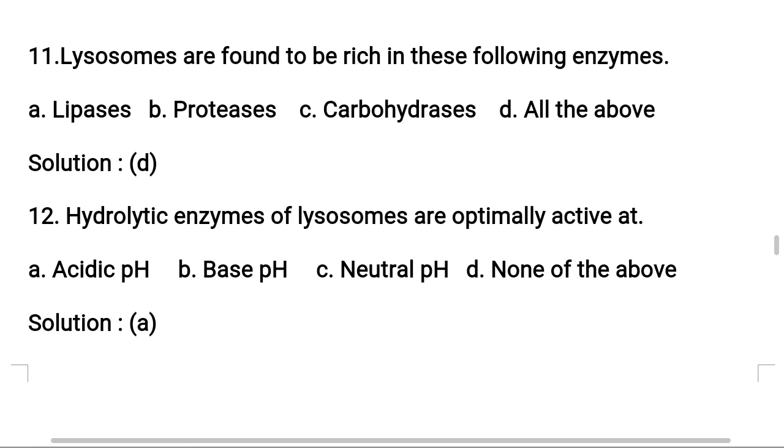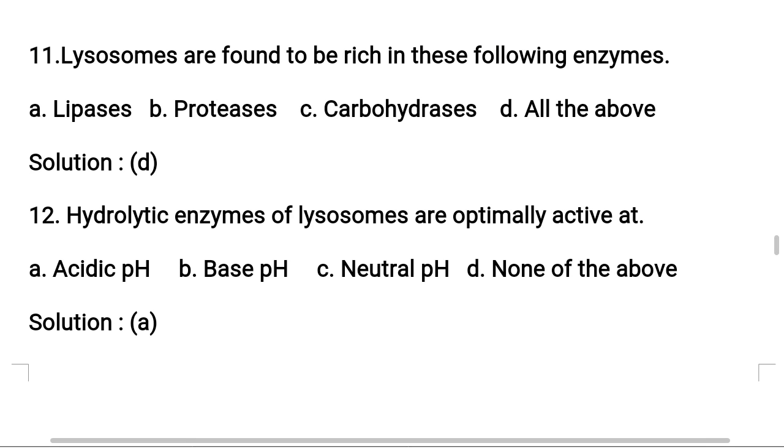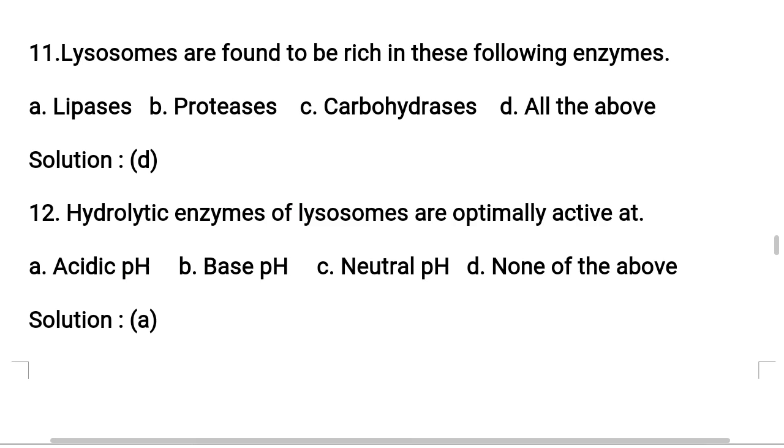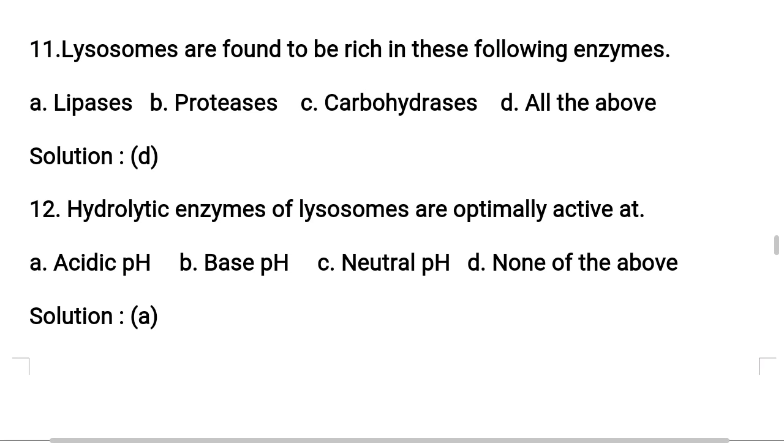Here, lysosomes have been found to be very rich in almost all types of hydrolytic enzymes. Hydrolases are generally lipases, proteases, and carbohydrases. And these three enzymes, what are those? Lipases, proteases, and carbohydrases, are optimally active at acidic pH, and these enzymes are capable of digesting carbohydrates, proteins, lipids, and nucleic acids also. Understand? Hope you understood the explanation for this question.